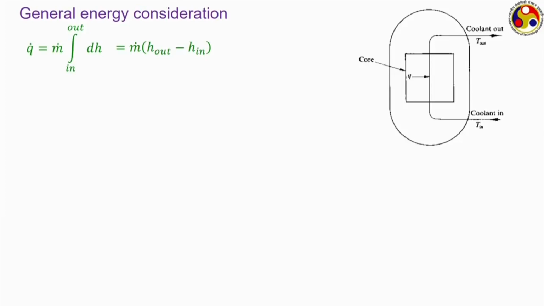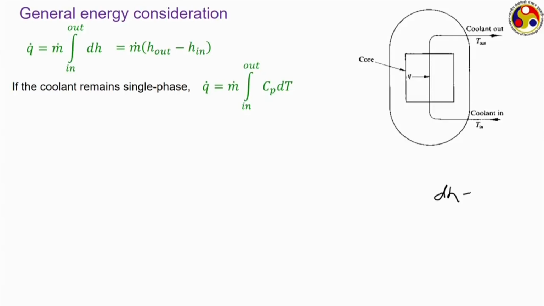This is of course under steady state, this energy balance has been written. If the coolant retains the single phase status throughout this passage, then we can always write this thing, because we know as per the definition of specific heat, dH equals Cp dT, or Cp is equal to ∂H/∂T at constant pressure. And that is why for single phase situation we can write this way.